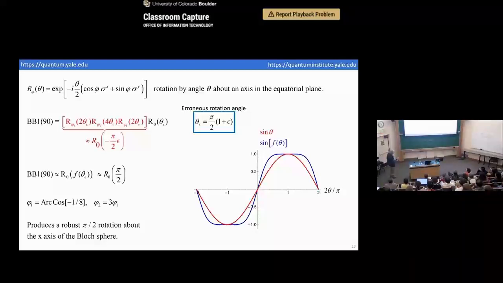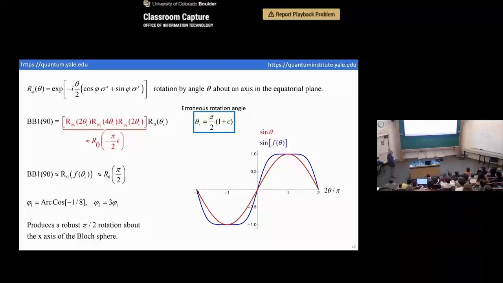And you look at how much rotation this actually produces by calculating the sine of the rotation. This process changes theta epsilon into some function of theta epsilon. And here's the sine of that function. It's very flat top. Okay? So any rotation near pi over 2 will produce very, very close to pi over 2, and the errors will be canceled. Okay? And these are all classical errors, from amplifier gain and stuff.